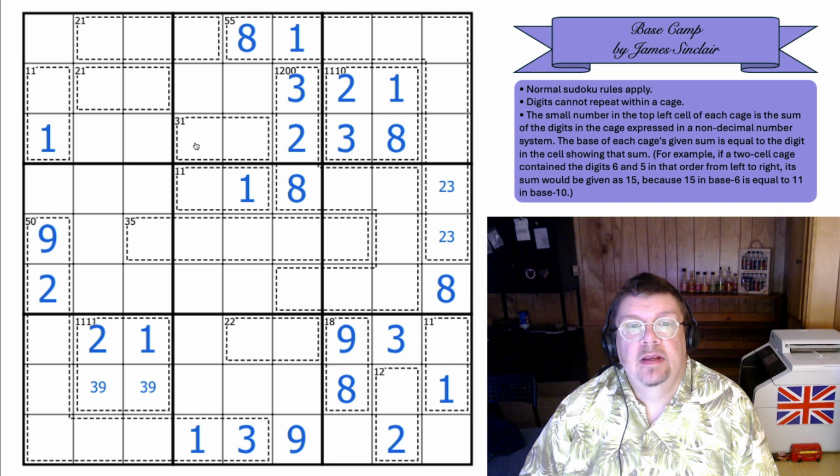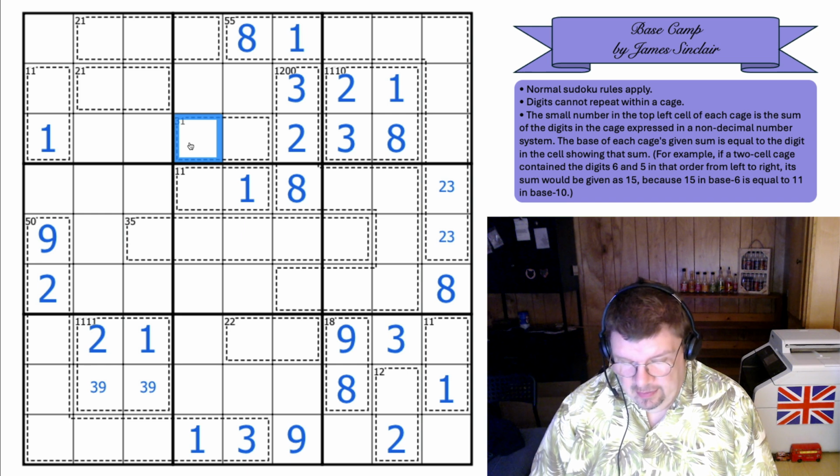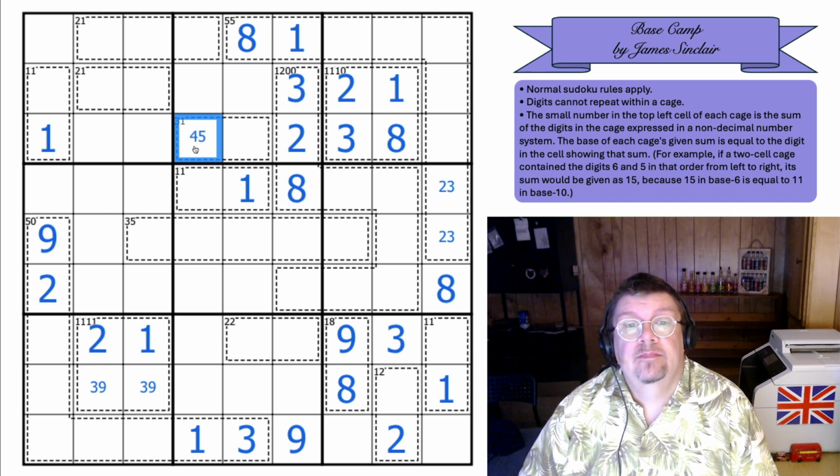Now, could this be base 7? It could not, because if this were base 7, that would be 3 times 7, which is 21, 22. So it can't be base 7. Base 6 would give us 18 plus 1, which is 19. That's too much. So that is a 4 or a 5.